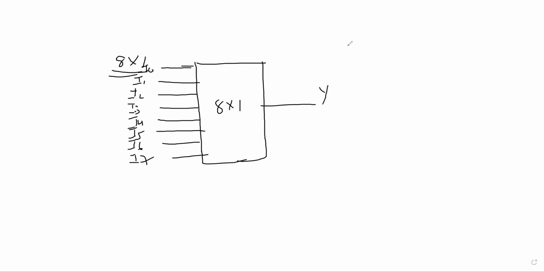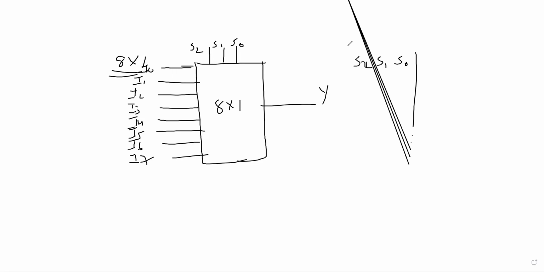Let us consider once again the output is Y. How many selection lines? 3 selection lines. Let us consider S2, S1 and S0 are the selection lines. A similar operation you have to observe here. S2, S1, S0 are the selection lines.